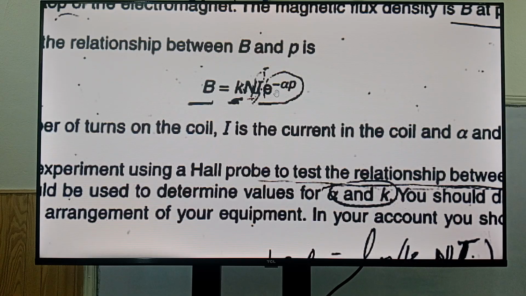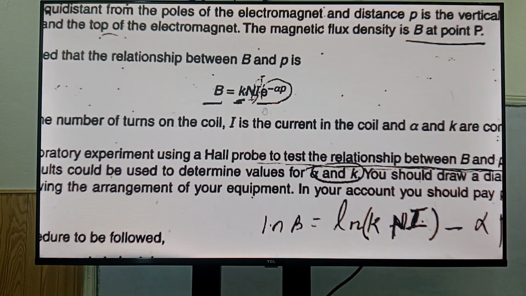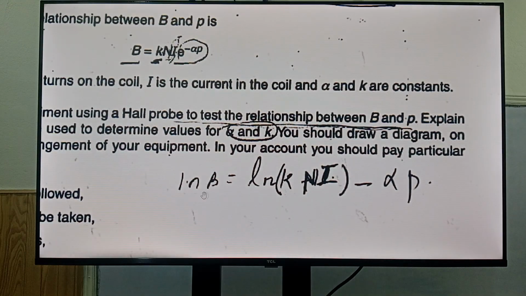So whenever this happens, we take natural log of the two sides of the equation to get rid of this exponential. If I take the log of both sides, this is what I get. Look at this. Ln of B is equal to ln of kNI minus alpha P. So this becomes an equation of a straight line which will have a negative gradient, which will be equal to alpha, of course, because you are keeping this P along x-axis. This P is along x-axis because that is your independent variable, and ln of B will be used as your dependent variable, which will be taken along y-axis.